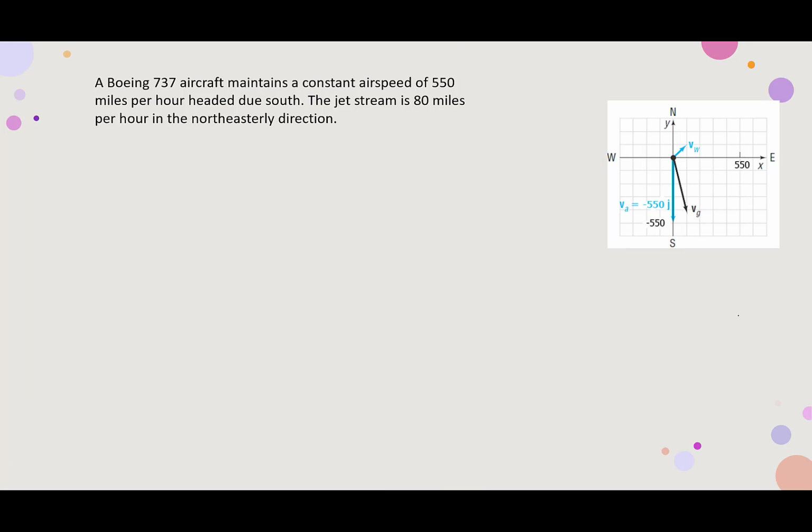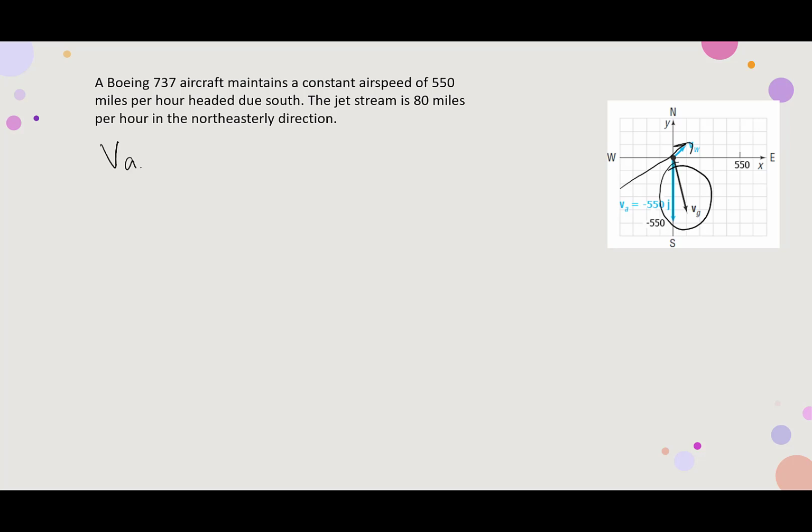Here's what it looks like if we put it on a coordinate system. We have this v sub a of negative 550j because it's only going in the south direction. It's not going horizontal at all. But then v sub w is coming in at this direction here, right, where it is in the northeasterly. So it does have some direction that's both vertical and horizontal, and then together we'll get the ground velocity to say what happened when we combine those terms. So we want to make this in small little pieces to start out.